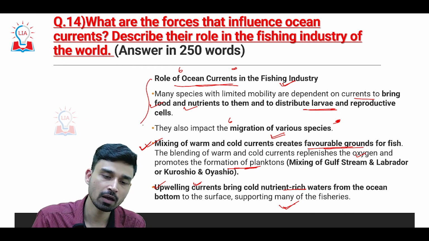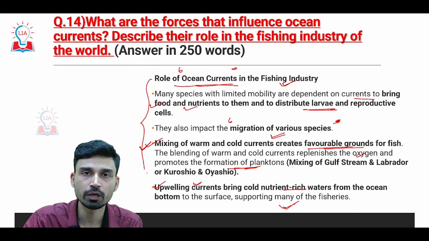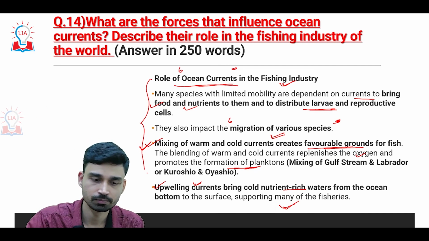So these are the ways in which ocean currents play a very important role in the fishing industry of the world. This should have been the main content of your answer.